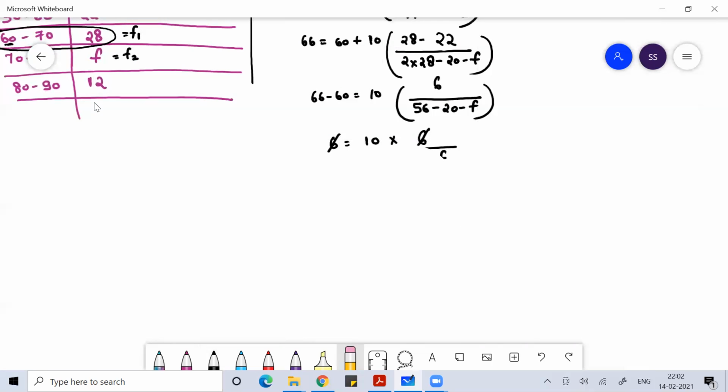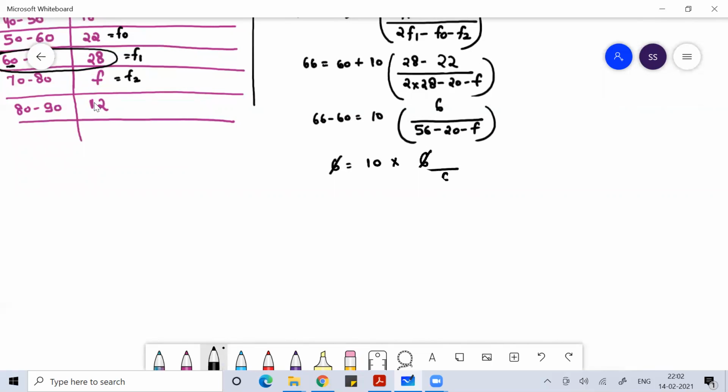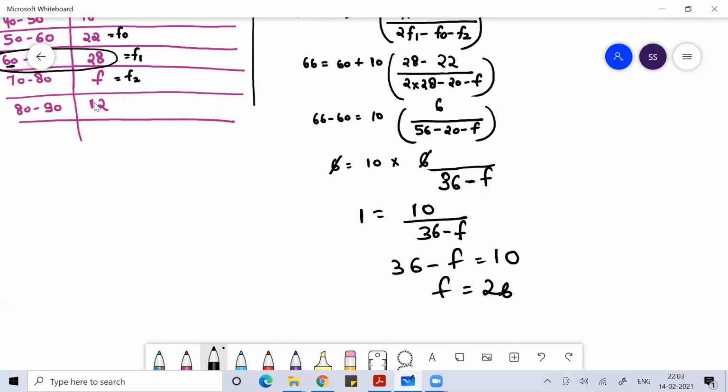If I'm getting a decimal, you need to be a little bit cautious. Here, the possibility of a decimal is a little bit less. This is 36 minus f. So you can say that 1 is equal to 10 by 36 minus f. 36 minus f is equal to 10. So f is equal to 26. So the value of f you got is 26.